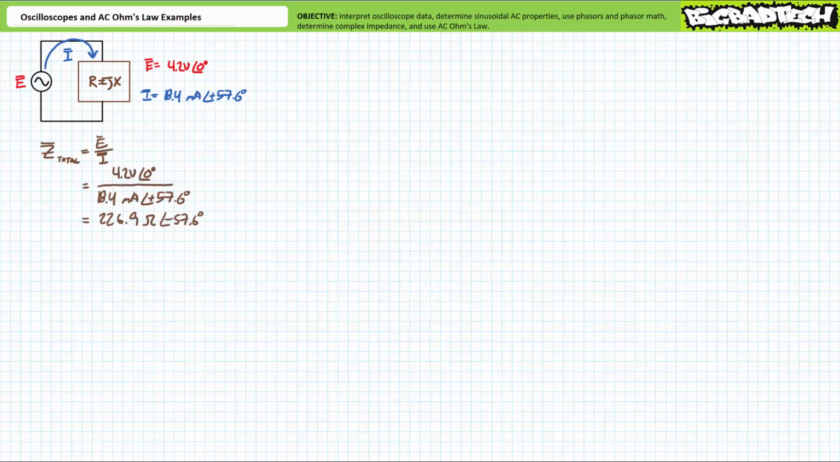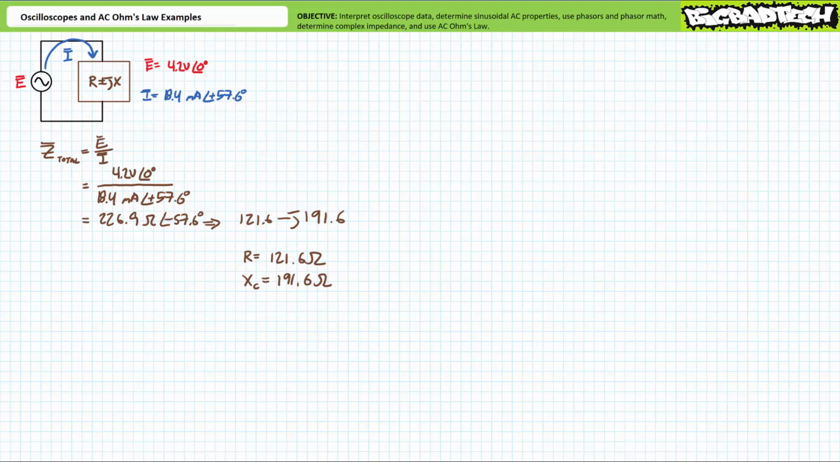An application of Ohm's law demonstrates total impedance is 226.9 ohms at an angle of negative 57.6 degrees. Converted into rectangular format, this yields a total impedance of 121.6 minus j191.6, where the real component is the resistive component and the imaginary component is the reactive capacitive component at an excitation frequency of 80 Hz. Why is it capacitive and not inductive? Because current for this example is leading source voltage. That is a dead giveaway.